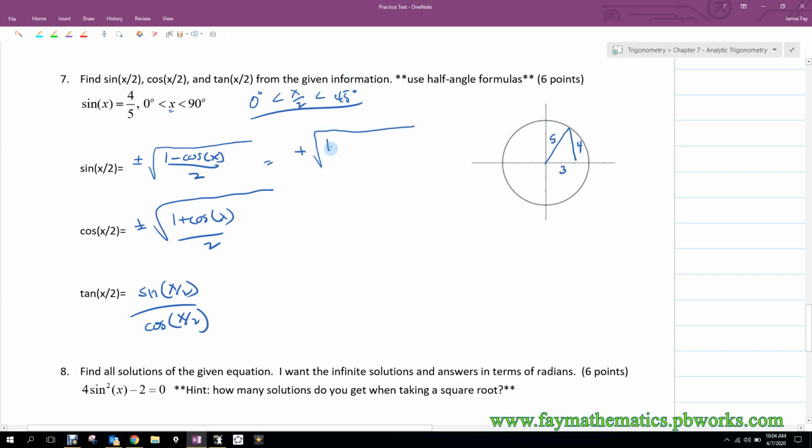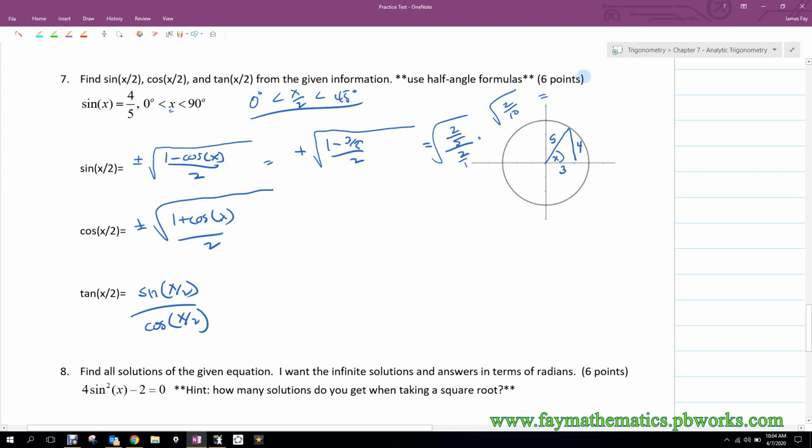Then I'm going to go 1 minus now cosine of x. Well, remember, this is x. Cosine is now 3/5, all over 2. So 1 minus 3/5 is 2/5, all over 2. Okay. So then that's going to turn into root multiplied by the reciprocal. So what, 2/10? If you want to leave it that way, that's fine.